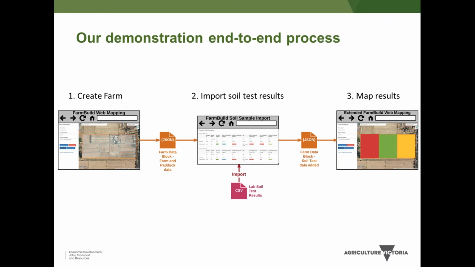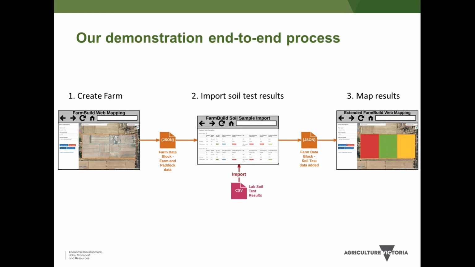And in this example, we're going to put together three components, or rather two components, and the same one twice. We're going to start off showing you how you can use the web mapping component to allow your user to create a farm. And then we'll export out of that the farm data block that contains that farm that we've created. And then we'll take that farm data block and we'll use the soil sample importer component and a sample lab test result file that we've prepared earlier, and we'll act as a user and match those together. And then we'll export out a new version of the farm data block which will have all of those soil test results attached to the farm data block.